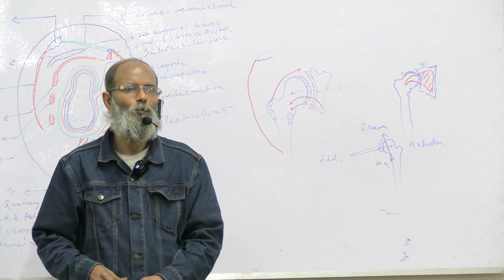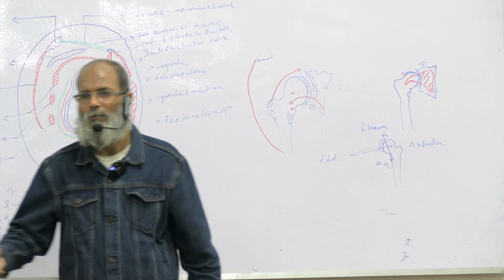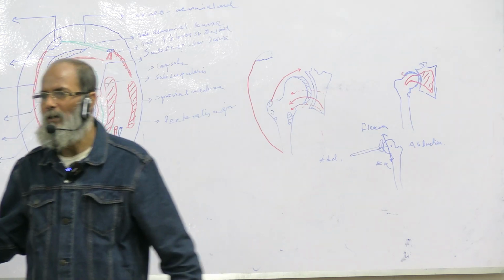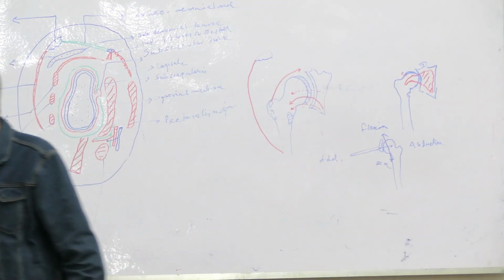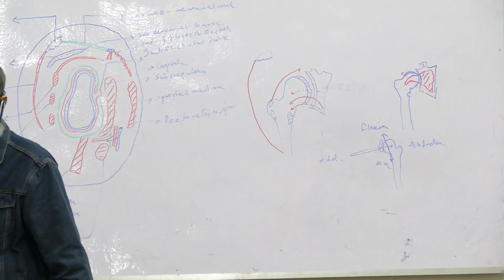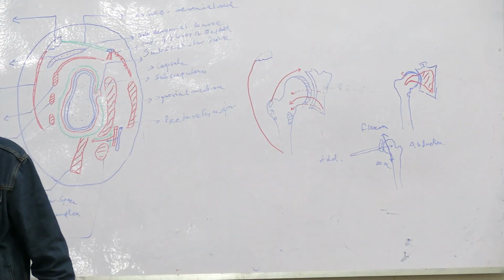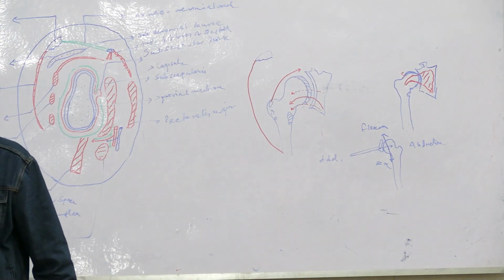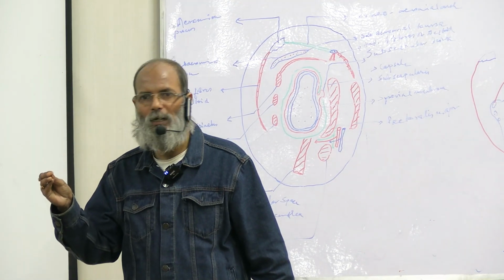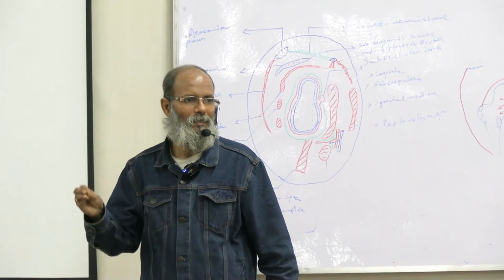Somebody please show me which one is the capitulum. Can anybody show me which one is capitulum? In the lateral part of the lower part of the humerus. Capitulum means small head. Okay?